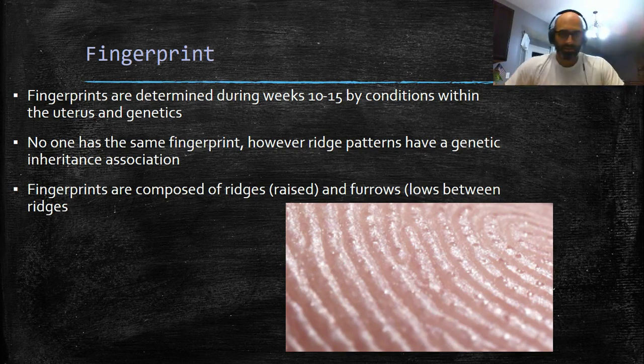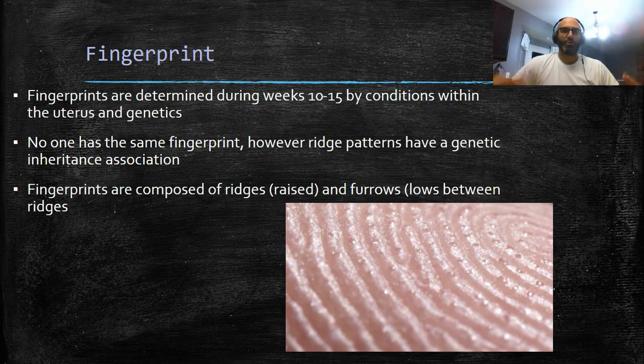No one person on this entire planet has the same fingerprint as another, because of the 2 factors we just talked about. But what we do find is there are ridge patterns that are consistent among the human population, and those ridge patterns really do have a pattern of inheritance between parents and children and offspring throughout family lines.